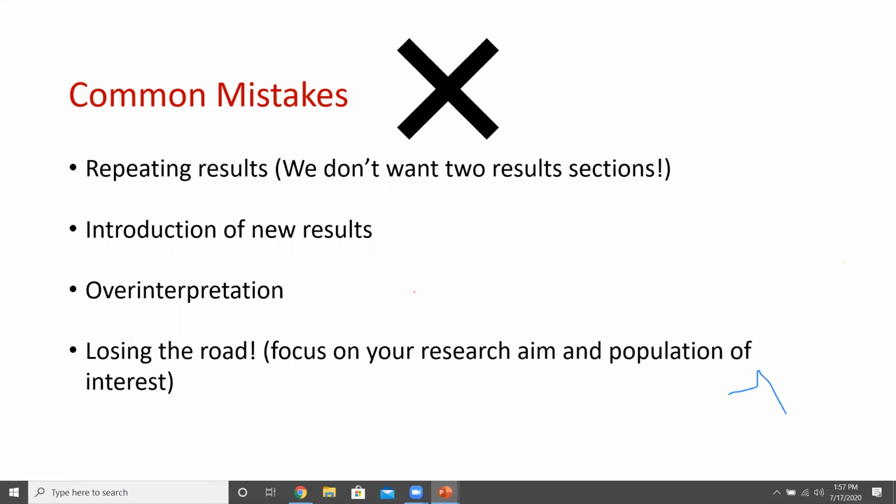Common mistake، غلط ثاني، introduction of new results. فجأة أشوف results موجودة في discussion section مو موجودة في results، فانتبهوا لهذا الغلط. يعني اكتبوا كل الريزلتس في قسم الريزلتس بعدين تشرحوهم، مو تكتبوا نص الريزلتس وتقول أنا بحط بعض الريزلتس هنا وبعض الريزلتس في الدسكشن سكشن عشان حتكون معلومات جديدة. لا، this is not right.